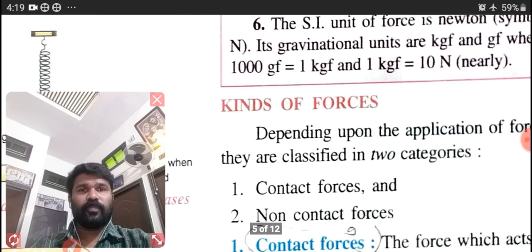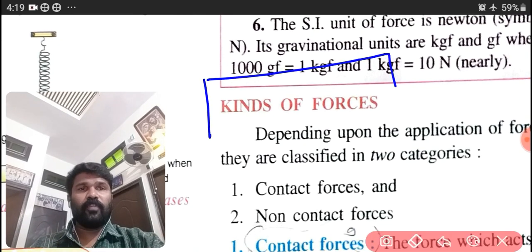Now we are going to discuss kinds of forces. Our topic is kinds of forces.